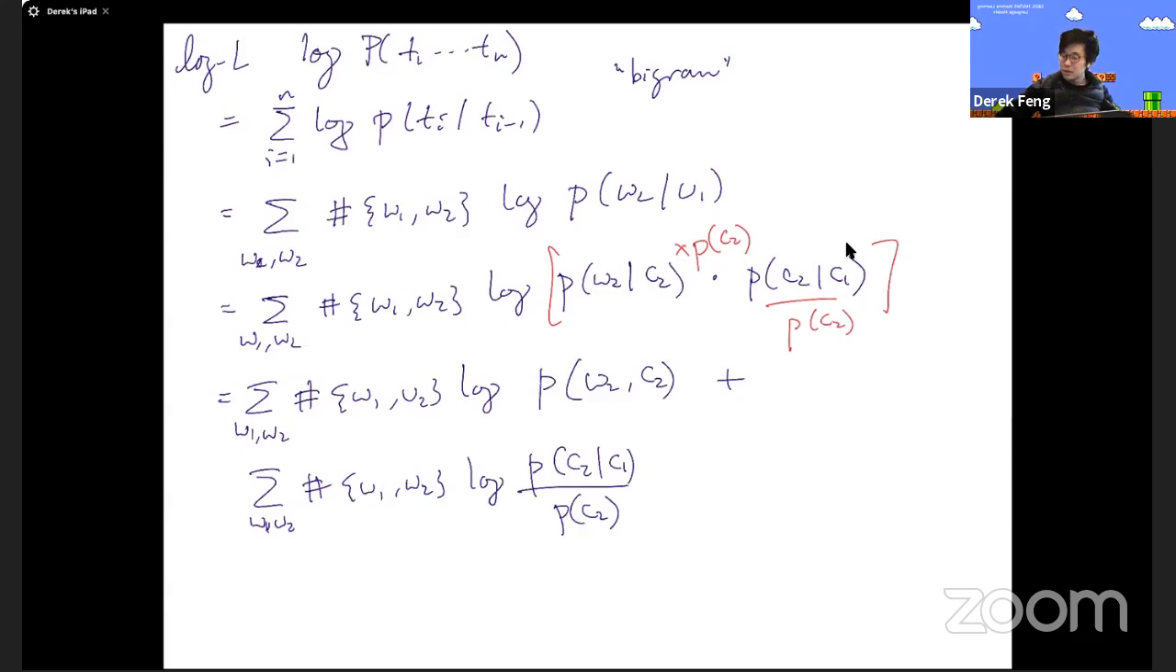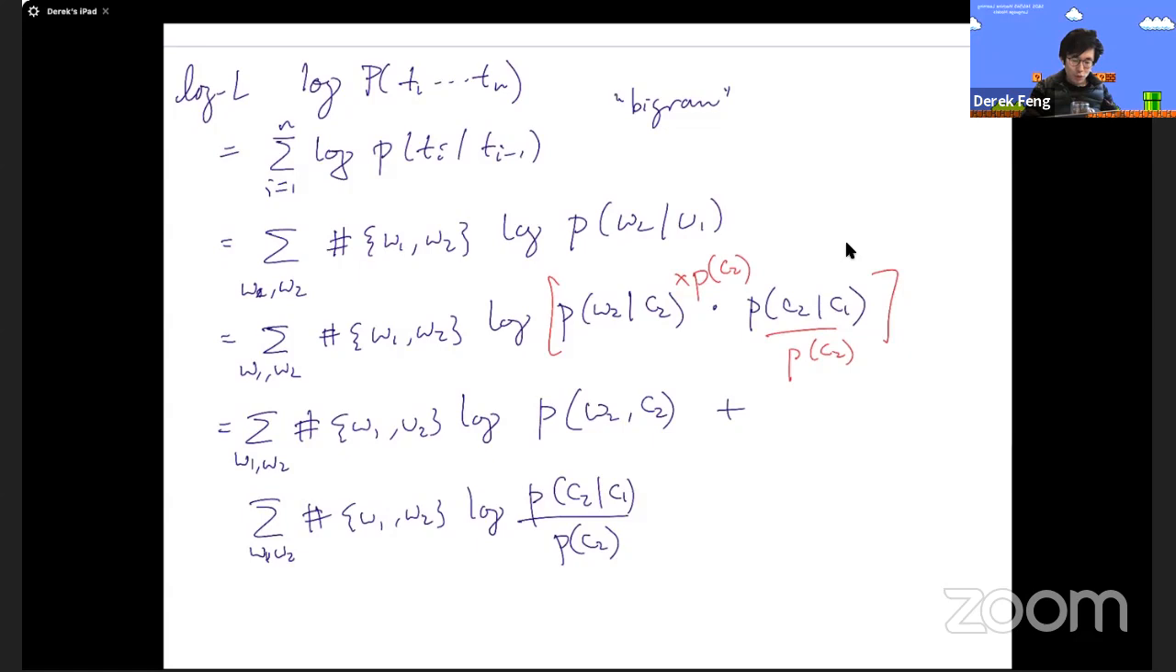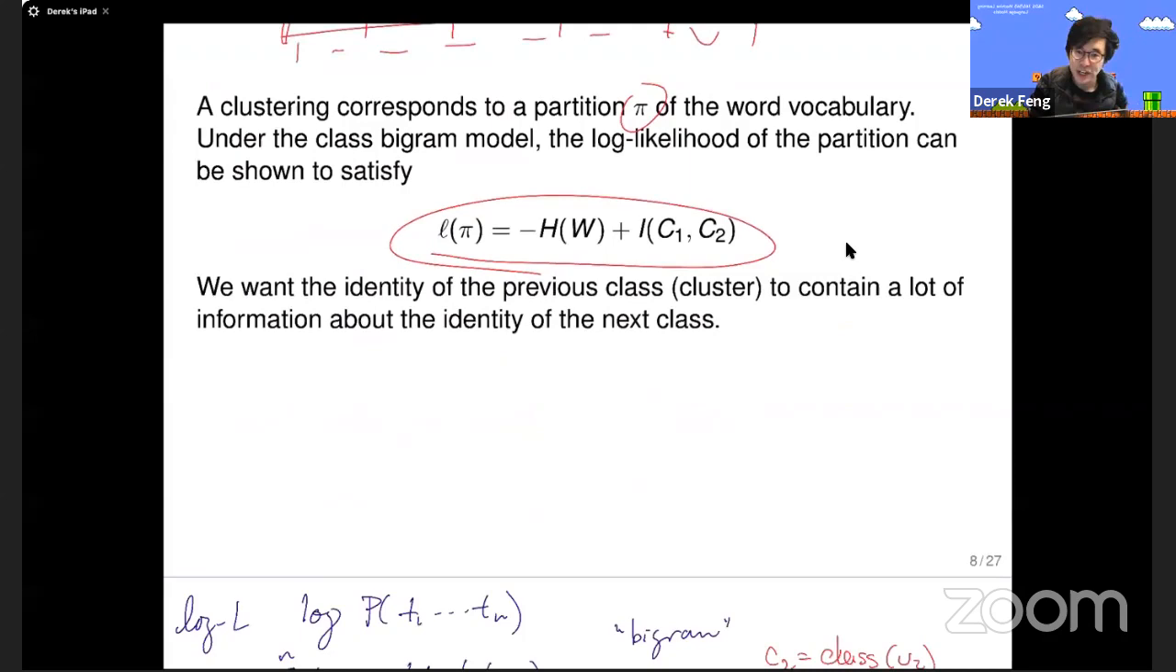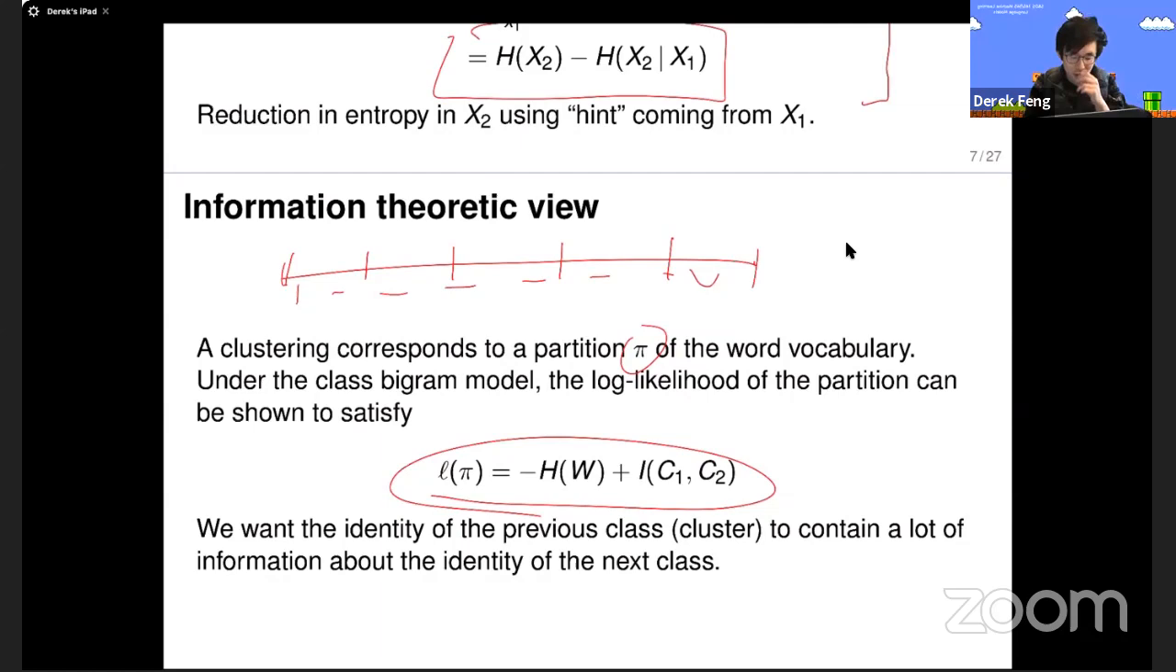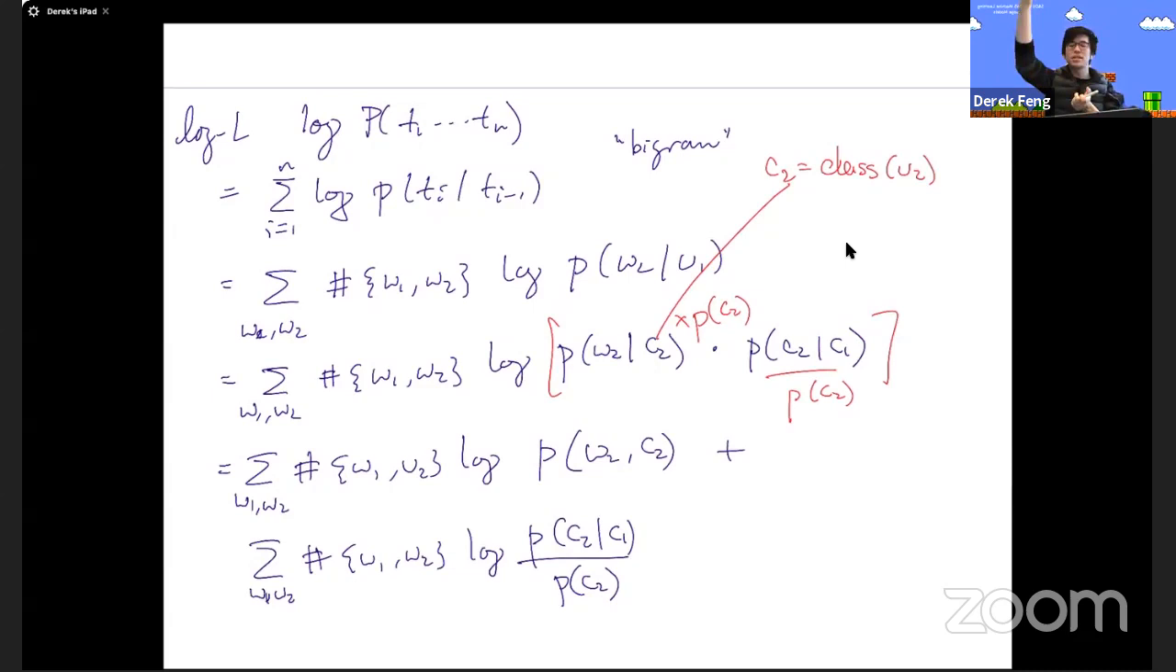Questions so far? Yeah, this is two class? Let me be a little bit clear here. C2 is the class for W2. I should be explicit: C2 is really the class of W2, a shorthand form. I've specified a partition already, so there are multiple classes. I don't need to specify how many classes there are, but all I care about is, for a particular word in my vocabulary, what class is that word assigned to?